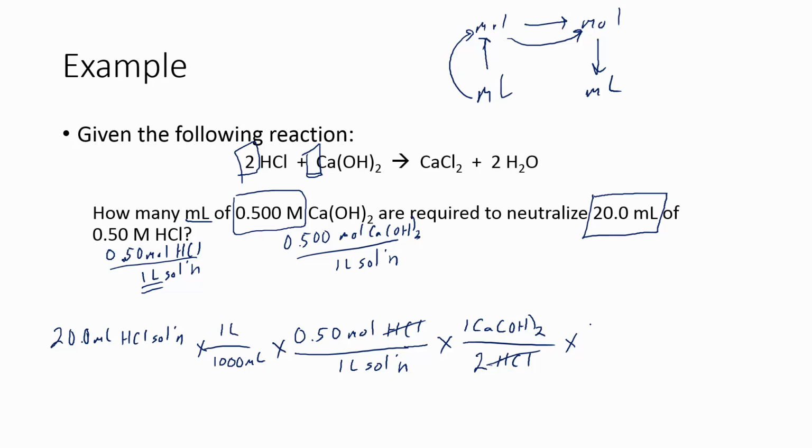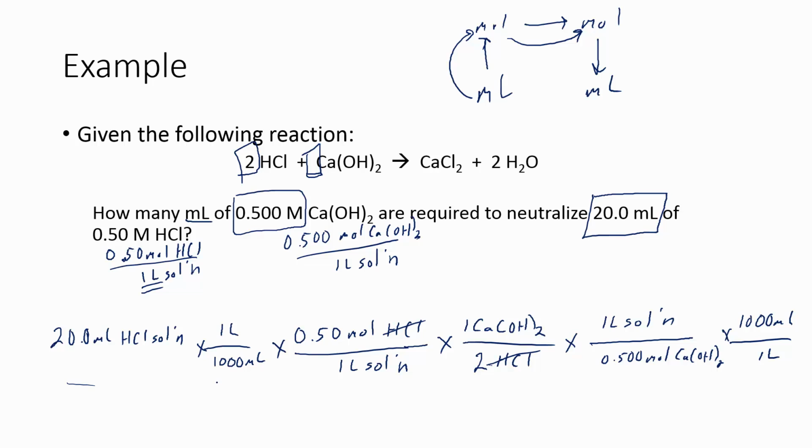And now we want milliliters. Well, I know liters of solution per mole of calcium hydroxide, so I'll use that ratio. 1 liter of solution for every 0.500 moles of calcium hydroxide. Got to be getting close to the end here somewhere, right? How many milliliters? All right, well, I'm in liters of calcium hydroxide solution right now, so back to milliliters. Good. So I just multiply this through. So 20 divided by 1,000.